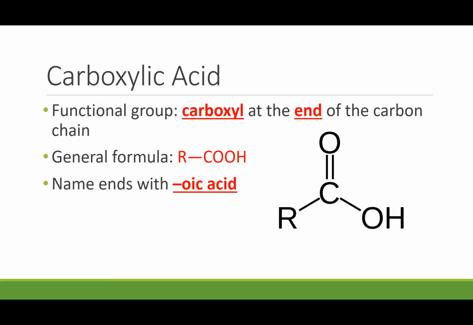The last functional group that we will talk about in this video is the carboxyl group. The carboxyl group is a combination between a carbonyl and a hydroxyl. It always occurs at the end of a carbon chain. And a compound that has the carboxyl group is classified as a carboxylic acid. The general formula for a carboxylic acid is RCOOH. Again, the R is a hydrocarbon chain. And the names of carboxylic acids end with the suffix -oic acid.